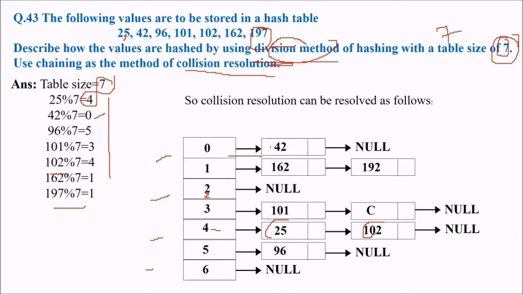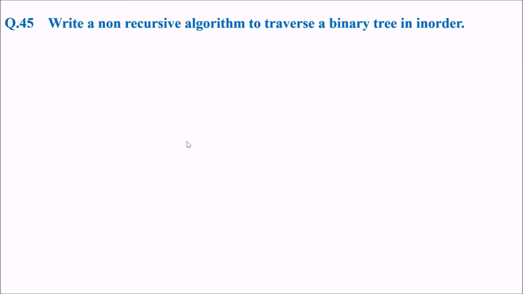This is the chaining. So we have made a chain because when 25 comes, it will be placed in 4, but when 102 comes, what will be the problem? This is already occupied. So 4 is assigned for 25. So what about 102? We'll make a chain, a linked list type of structure, and finally we'll make it null. So this is how we make a hash using the division method.